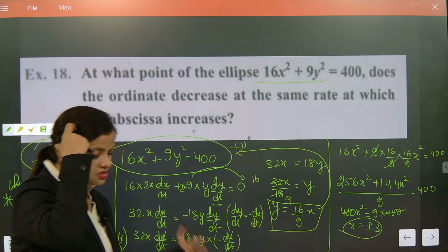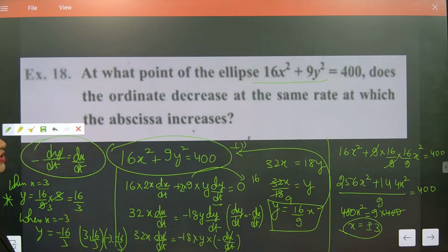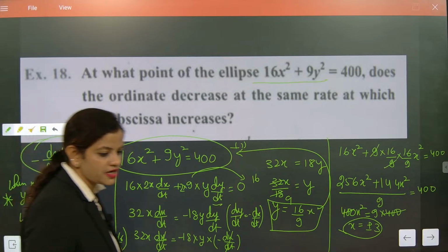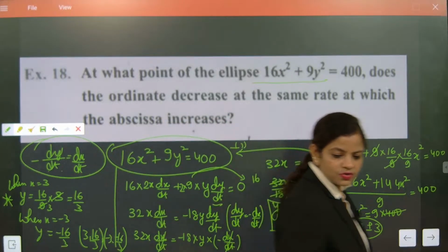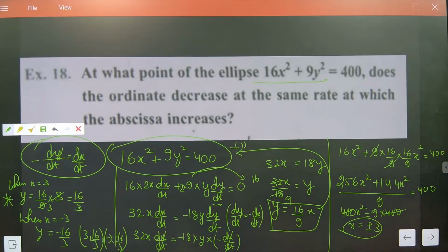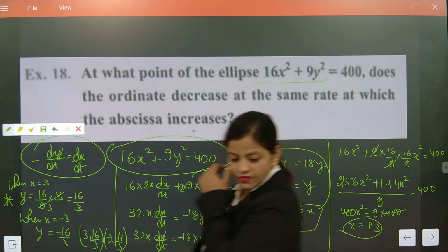Understood? If you do these types of questions, then only you will get the confidence that, okay, fine, I will be able to solve the questions. Are you understanding? Don't play right now, because this is the most crucial section of your life.